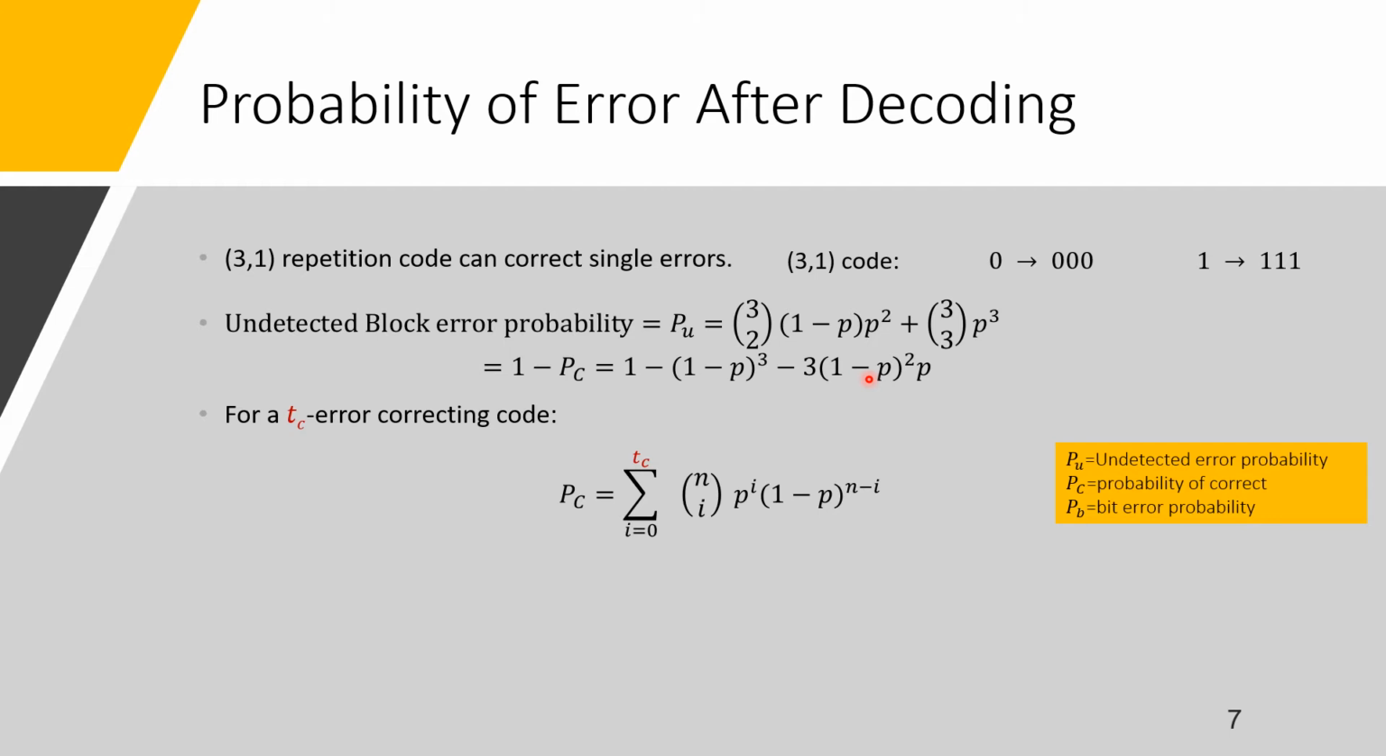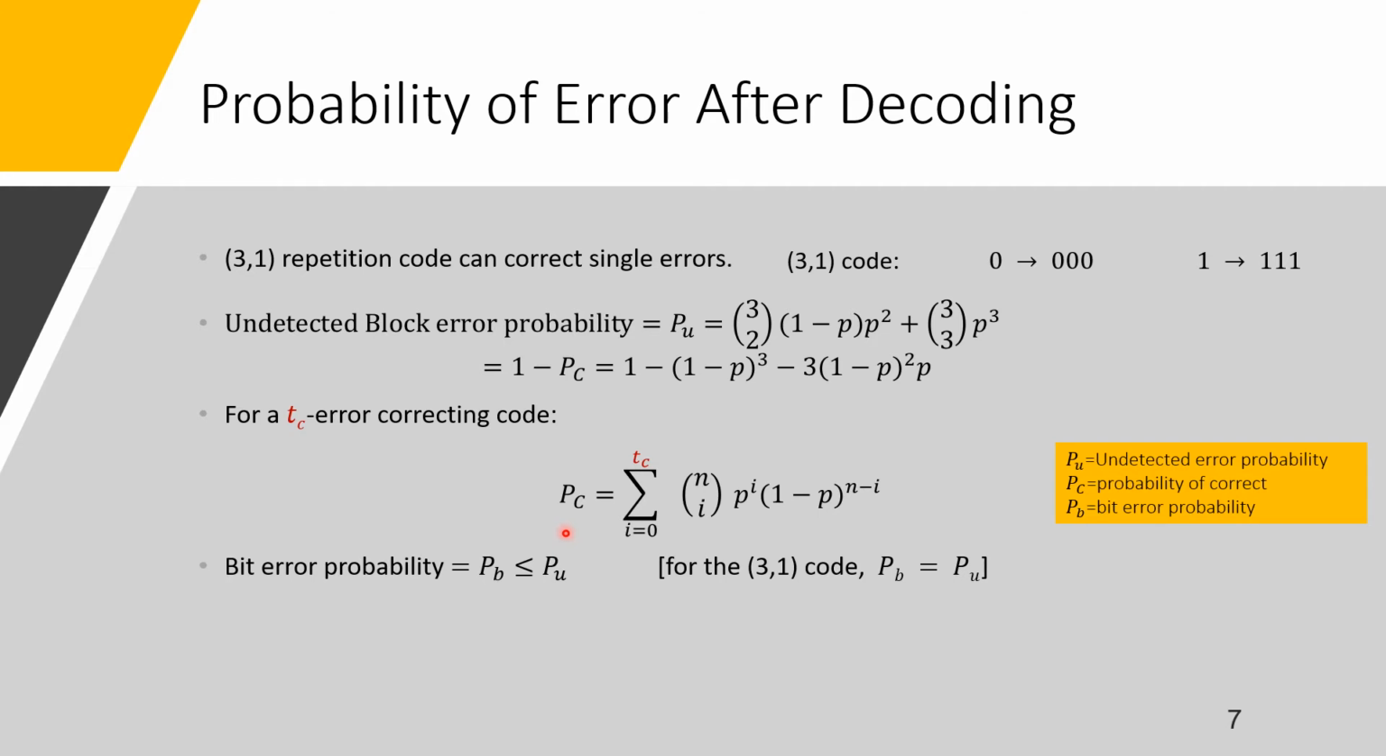If our code in general can correct tc errors, it can correct 2, 3, 4, 5, whatever. So the probability of being correct will include no errors, 1 error, 2, up to tc, which is the maximum possible correctable number of errors. So we can do the summation like we did here, and we get the probability of being correct. If you want, of course, the undetected, it will be 1 minus this.